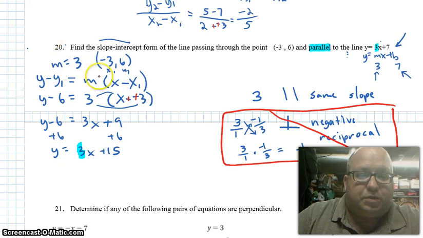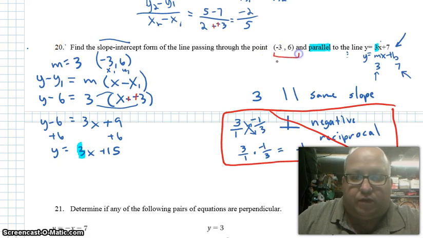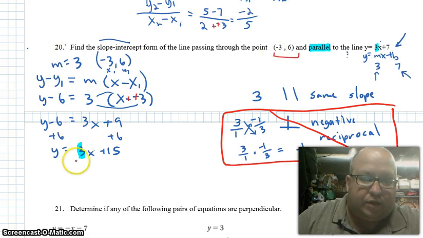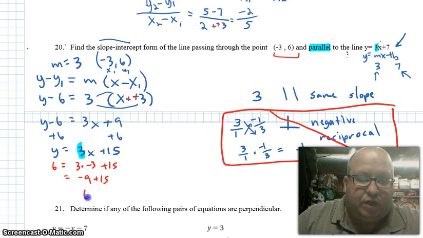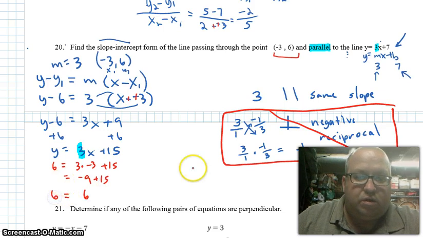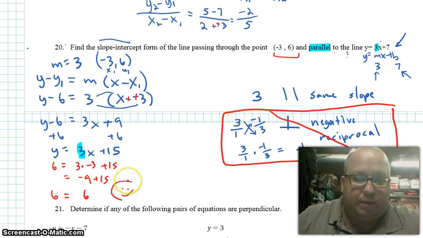And then also it's supposed to be true for this point right here, (-3, 6). So let's put that in there, and it better be true. -3 is x and 6 is y. So 6 equal to 3 times -3 plus 15. -9 plus 15 is 6. Yes, and it works. So happy math guy is happy.